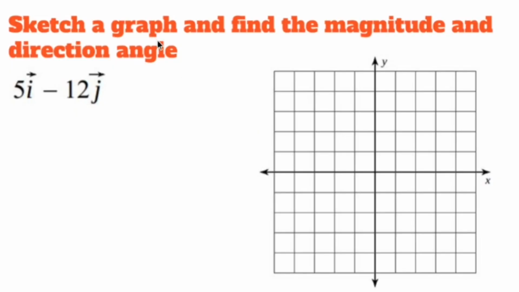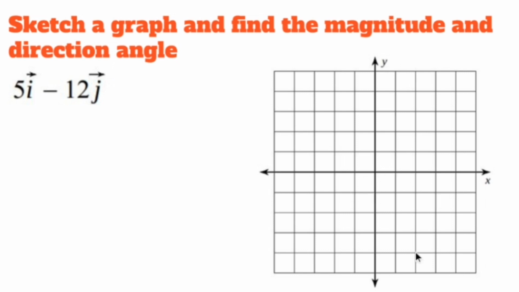Sketch a graph and find the magnitude and the direction angle of 5i minus 12j. Is that i the same as the imaginary number i? Nope, not at all. i basically means that many units in the x-axis direction, and j means that many units in the j direction, or the y-axis direction.